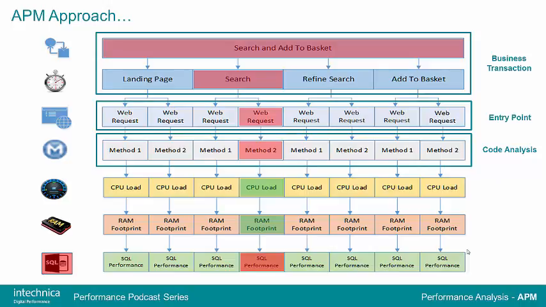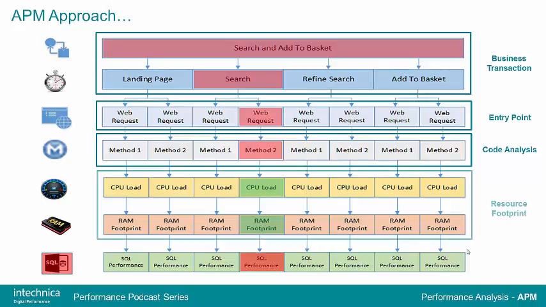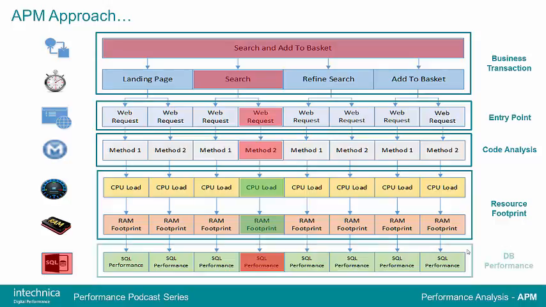And also we get the code analysis, so we get the class, method, line of code information, but integrated right from our business transaction point of view. And we also bring in the information from the infrastructure, so resource footprint again, CPU and memory and other metrics, and very importantly database performance. And we bring this all together in one view. So we have this first mile, last mile view of application performance and behavior.